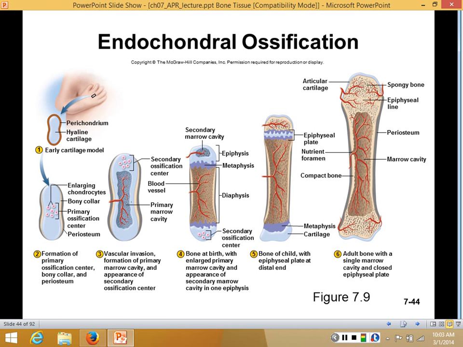By the late teens to early 20s, all remaining cartilage in the epiphyseal plate is generally consumed. No cartilage there, and the gap between the epiphysis and your diaphysis closes. The primary and secondary marrow cavities then unite into a single cavity, and the bone can no longer grow in what? Length.